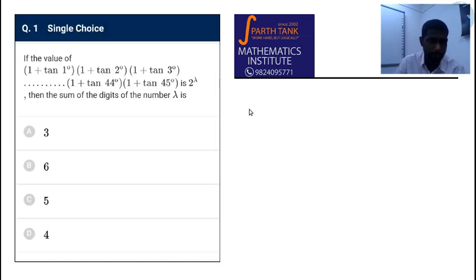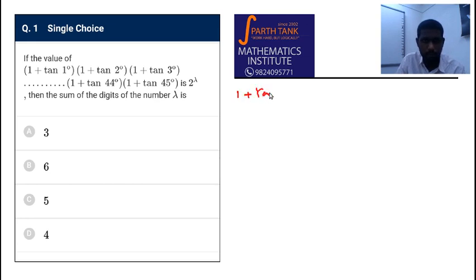The first question: if the value of (1 plus tan 1) into (1 plus tan 2) into (1 plus tan 3), and so on up to (1 plus tan 45) is 2 raised to lambda, then the sum of the digits of the number lambda is. Now this is a very simple problem if we identify one thing.